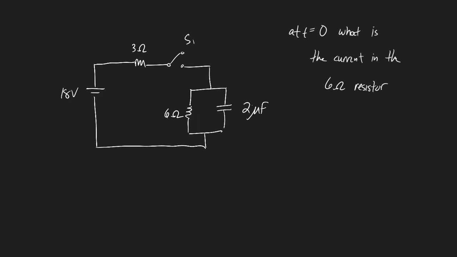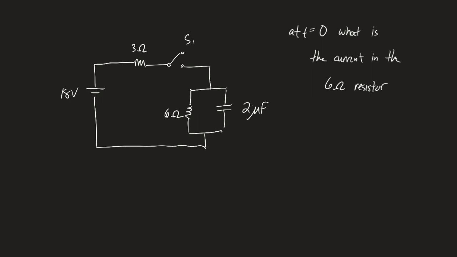It's as if the capacitor has 0 resistance. So at t equals 0, it's as if this is my circuit. If I draw a loop through my circuit, now you're asking what would be the current through the 6 ohm resistor? It would be 0.